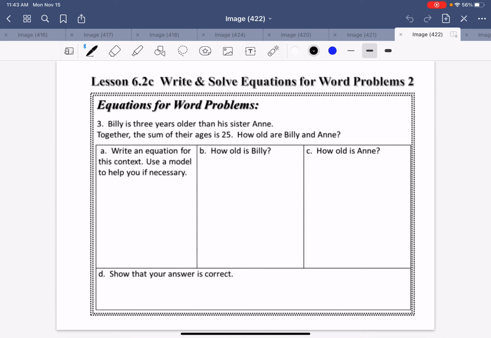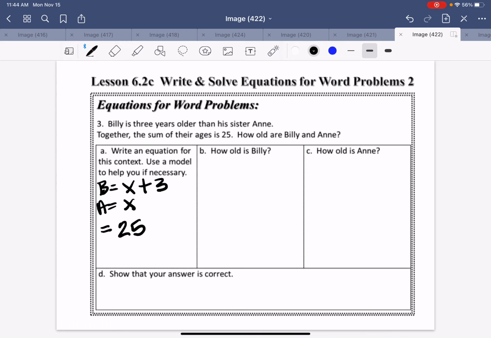Billy is 3 years older than his sister Anne. Together, the sum of their ages is 25. How old are Billy and Anne? Write an equation for this context. Use a model to help you if necessary. In this context, Billy is X amount of years, and Anne is X amount of years, but Billy is 3 years older, so we're going to add 3 to his. And together, they should both equal 25.